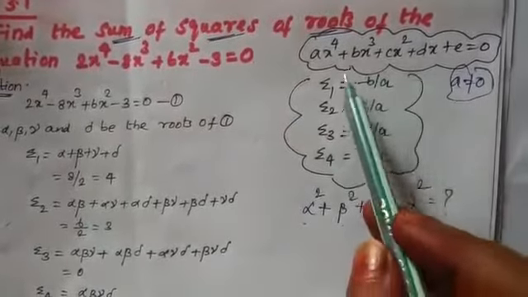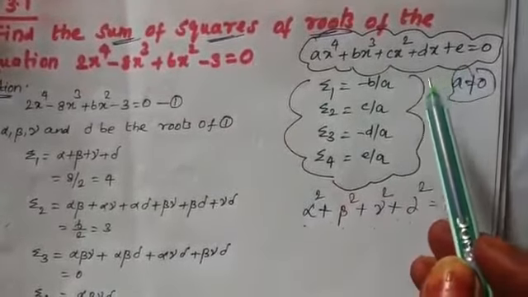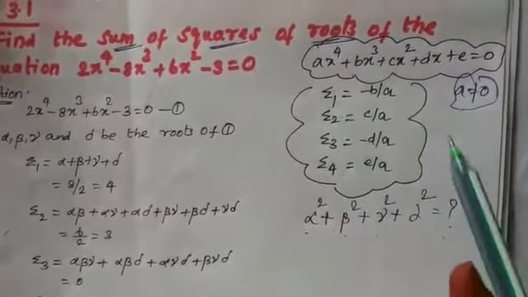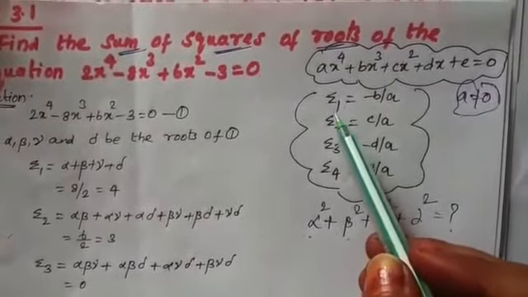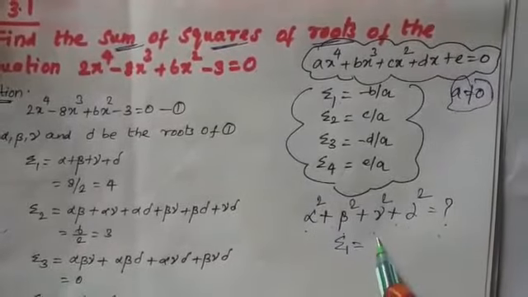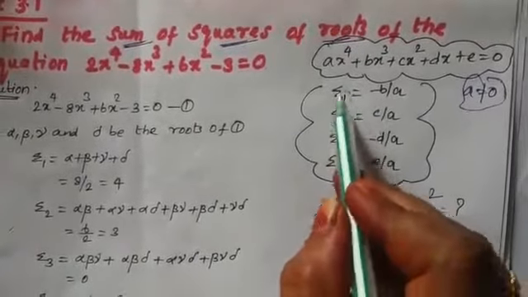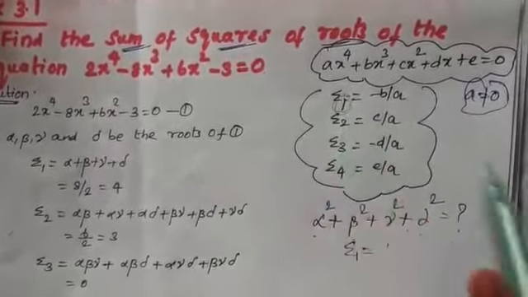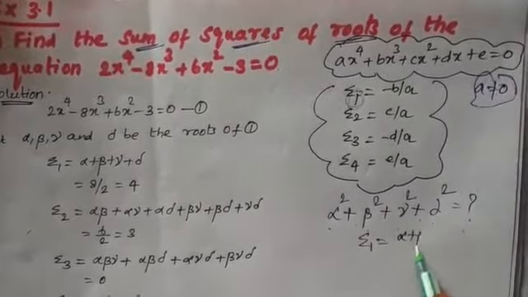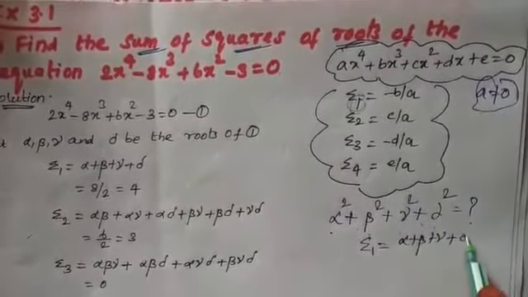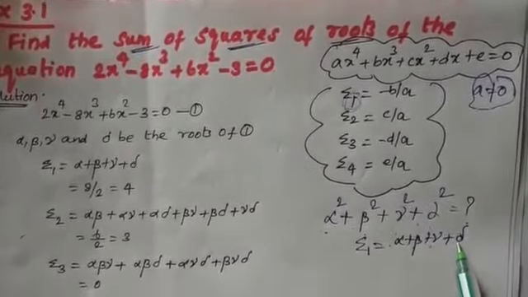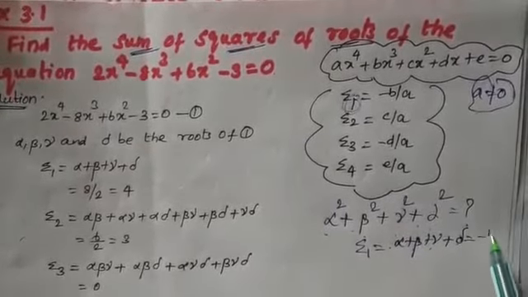Okay, good. If a polynomial equation is given like this, just now I explained Vieta's formula for you. So I'm going to find out what is sigma 1. What I told for sigma 1 or summation 1: sigma 1 is nothing but addition of all the roots by taking one at a time. That is nothing but alpha plus beta plus gamma plus delta, and it will be equal to minus b by a.